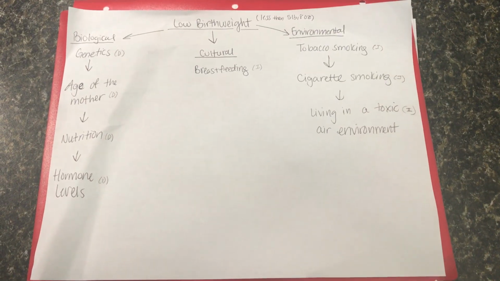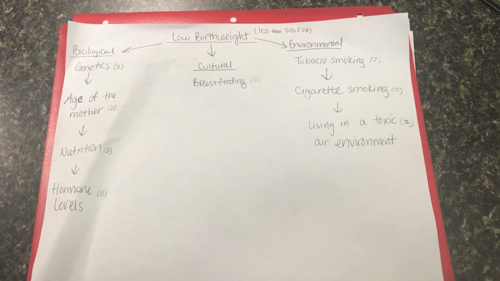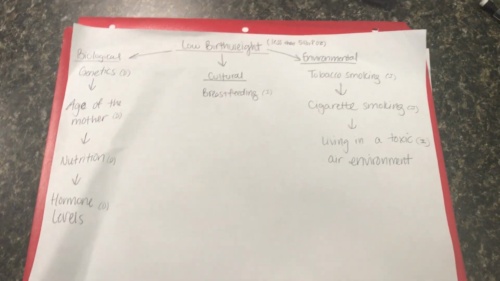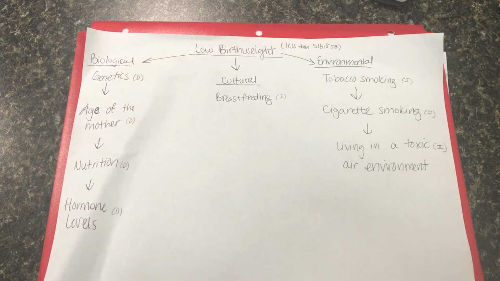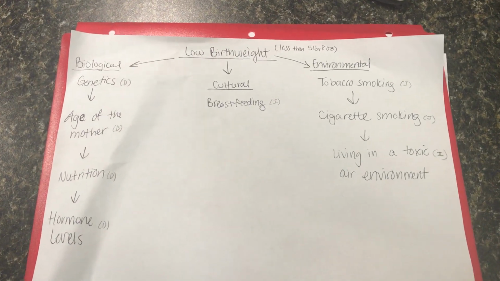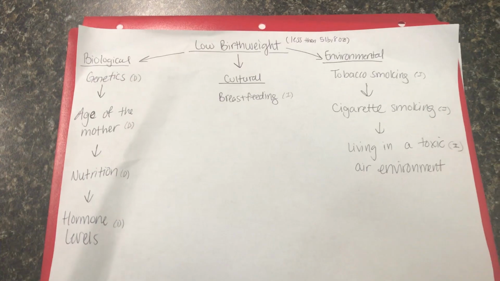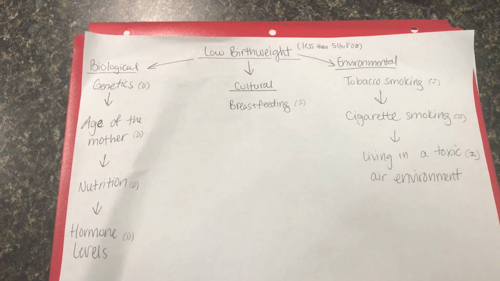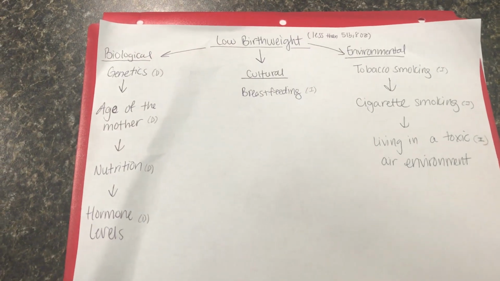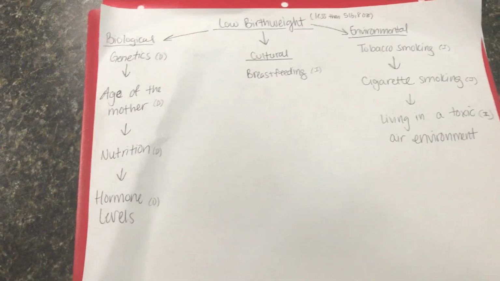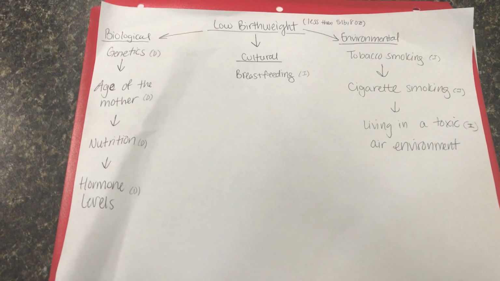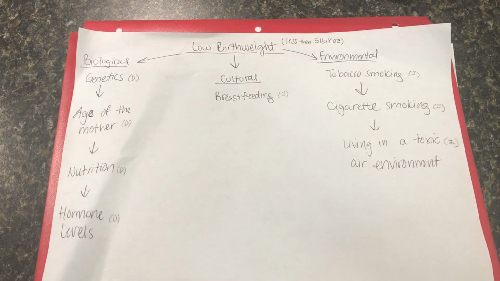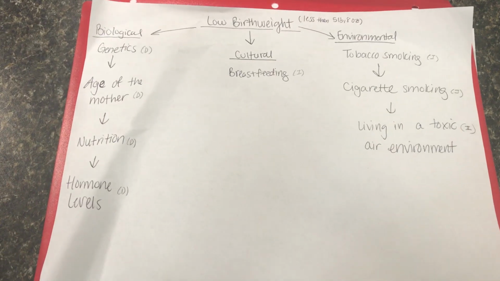Today we're going to be talking about low birth rates and how we can view them from a biological, cultural, and environmental standpoint. An infant that is at a low birth rate is any infant born at less than 5 pounds and 8 ounces. Starting off with our biological approach, we can see we have most of our dependent variables here and then our independents in our cultural and environmental sections.